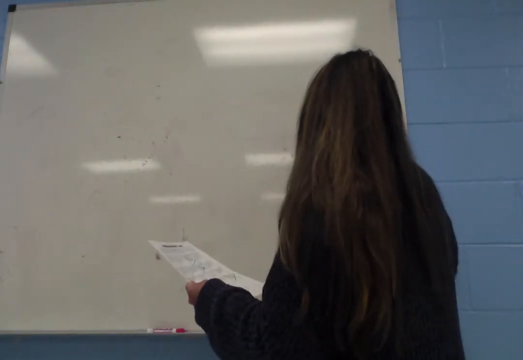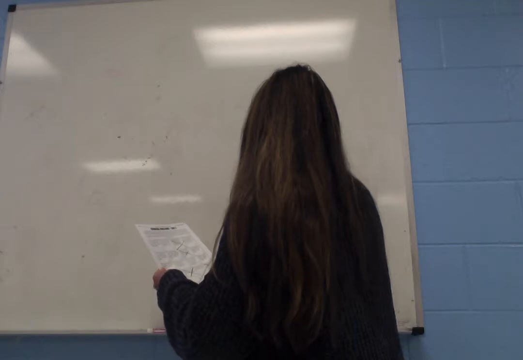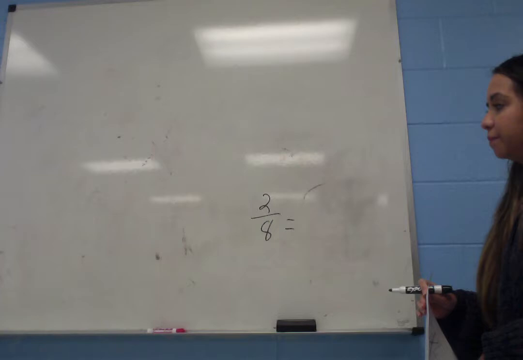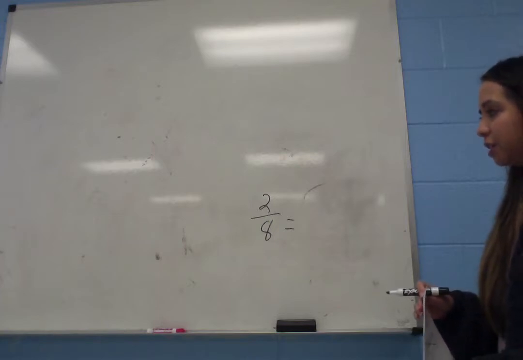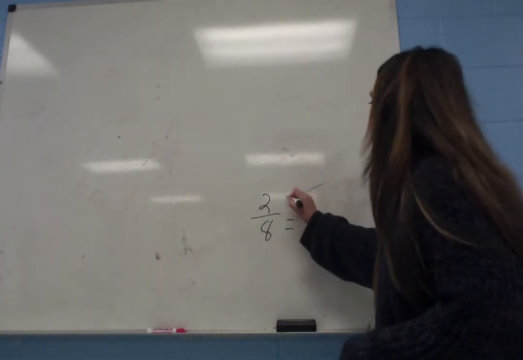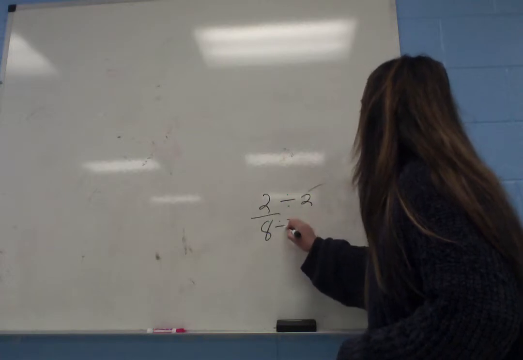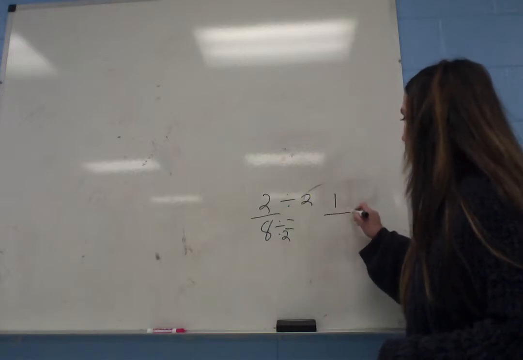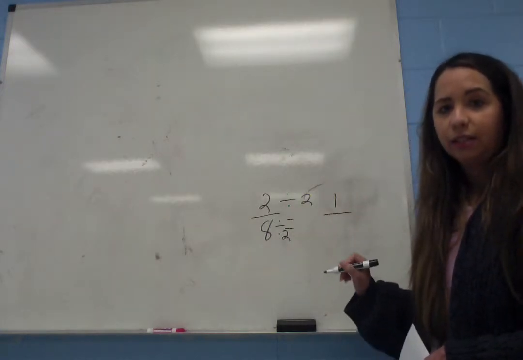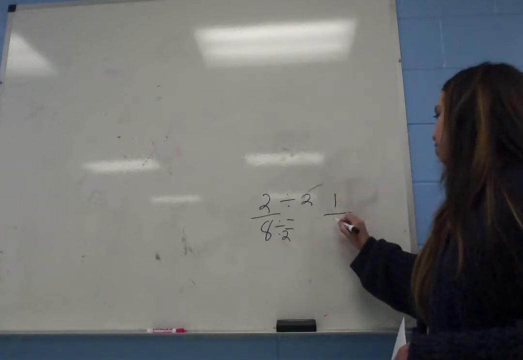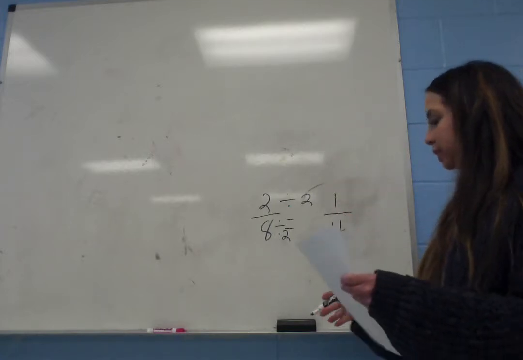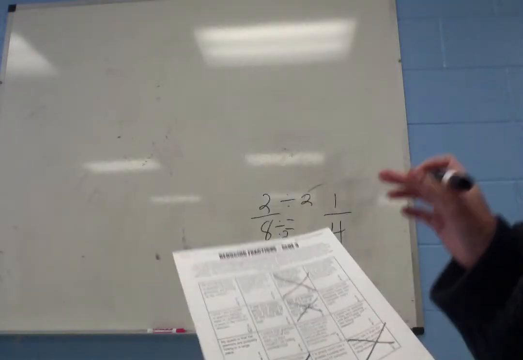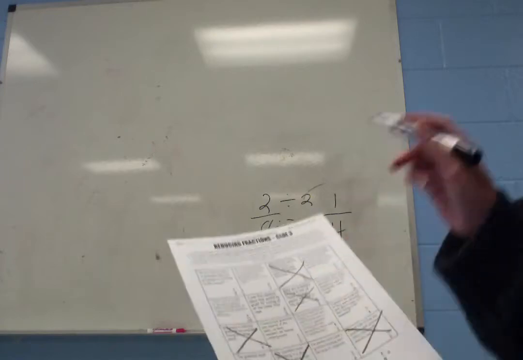Let's do 2/8. Let's reduce 2/8. All right. So we're going to divide the numerator and denominator. Let's divide by 2, since they're both even numbers, 2 and 8. 2 divided by 2 is 1. 8 divided by 2 is 2, 4, 6, 8. 4. So 1/4 is the reduced fraction. I'm going to find 1/4 on here, and it's right here. So cross out this statement.